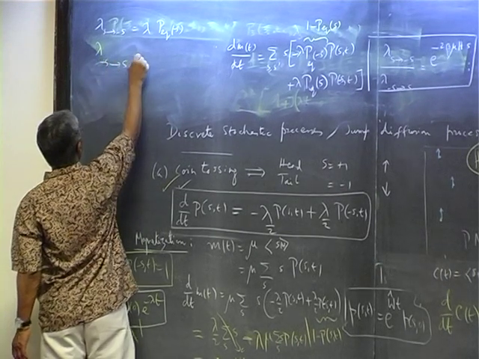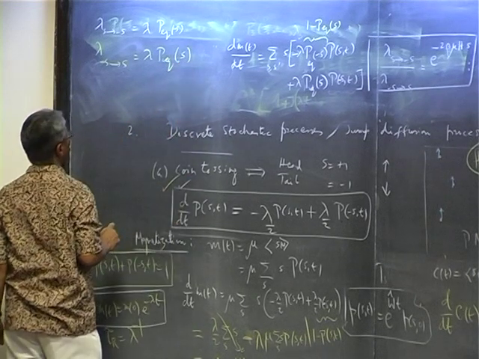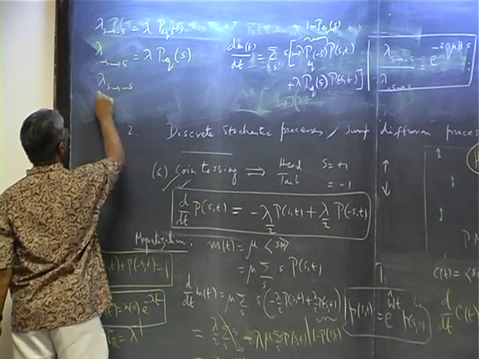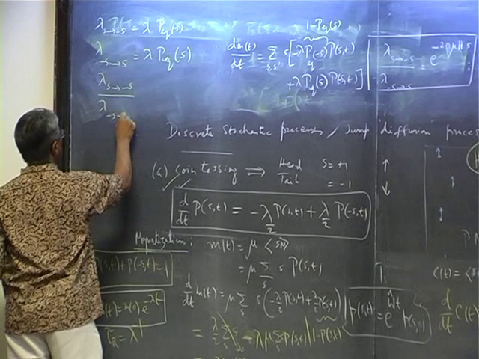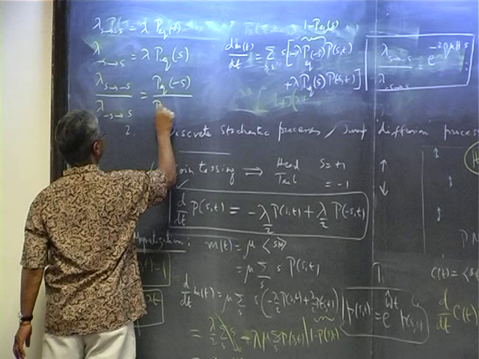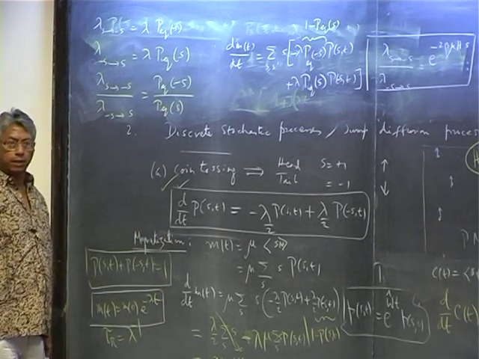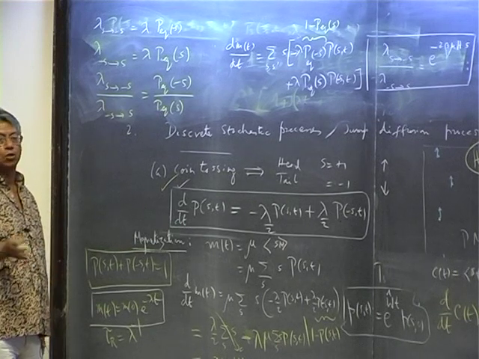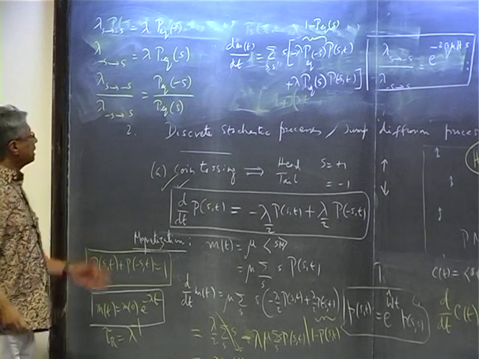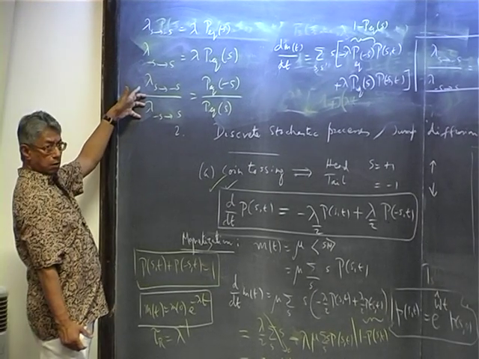Minus S going to S is lambda P equilibrium of plus S, so that my ratio is consistent with detailed balance. Right? You agree that it's consistent with detailed balance? It's not the only choice though. There are many choices in the literature. But this choice is indeed consistent with detailed balance, okay?